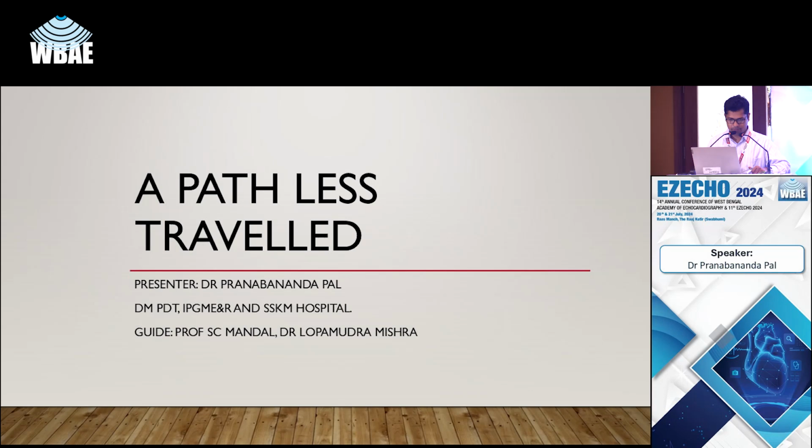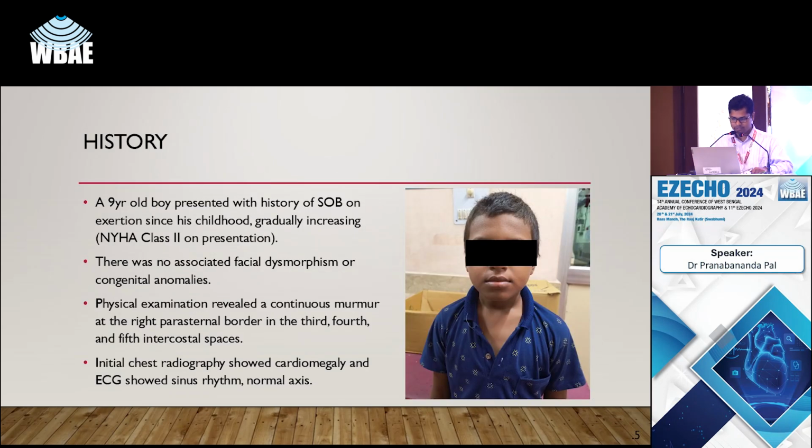So my story begins with a 9-year-old boy who presented with a history of shortness of breath on exertion since childhood, gradually increasing. He was in NYHA class 2 on presentation. There was no associated facial dysmorphism or congenital anomalies. Physical examination revealed a continuous murmur at the right parasternal border in the 3rd, 4th and 5th intercostal spaces. The initial chest X-ray showed an increased cardiac silhouette and the ECG showed sinus rhythm with normal axis.